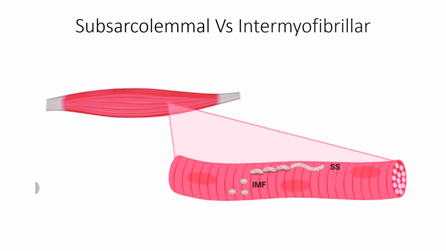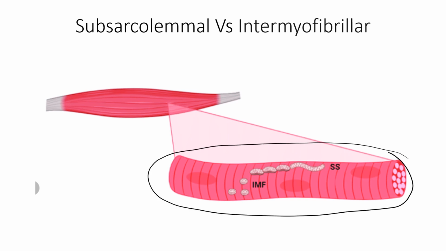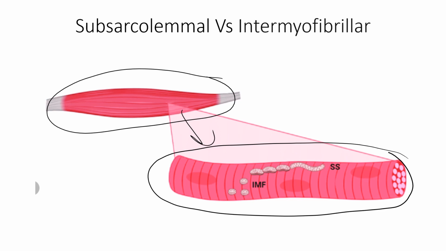And this also seems like a great time to point this out. If you look at a skeletal muscle fiber, this is one skeletal muscle fiber out of this whole muscle, right? This is one skeletal muscle fiber. And the mitochondria inside of a muscle fiber, there's actually two different populations. There's what's called subsarcolemmal. Those are the mitochondria that exist right underneath the sarcolemma, which is the plasma membrane of the muscle fiber.